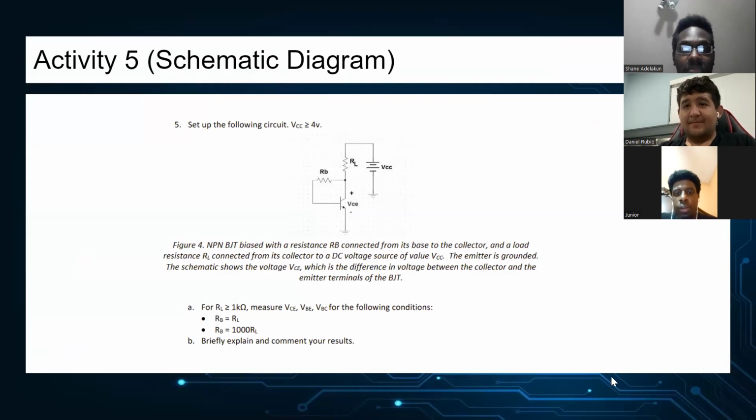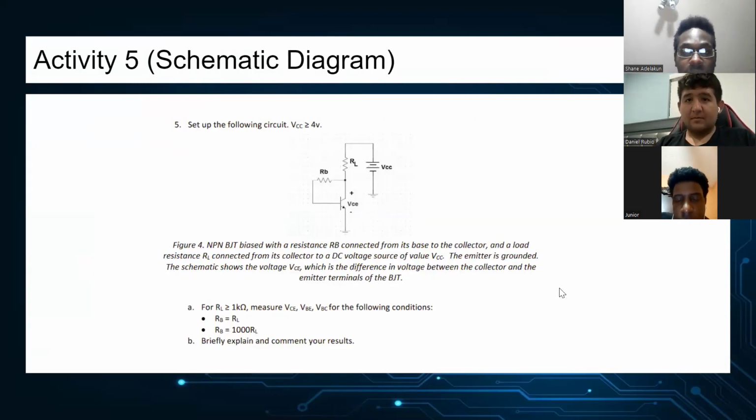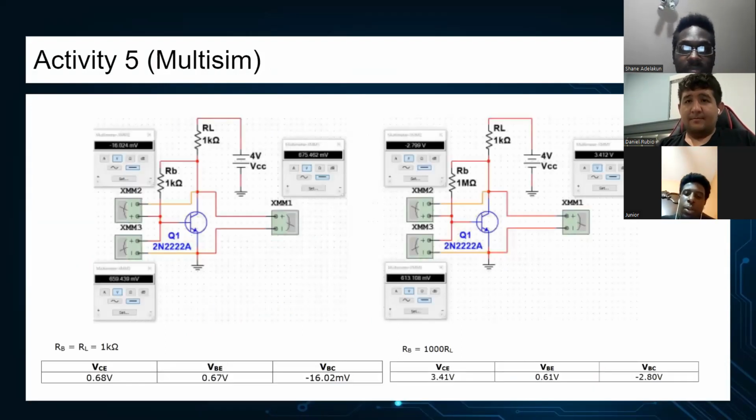For Activity 5, the schematic diagram, you set up the following circuit, which is VCC greater than or equal to 4 V. So if you measure the 1K ohms, you measure the VCE, VBE, VBC, and that's what it gives you. You can go ahead and move forward.